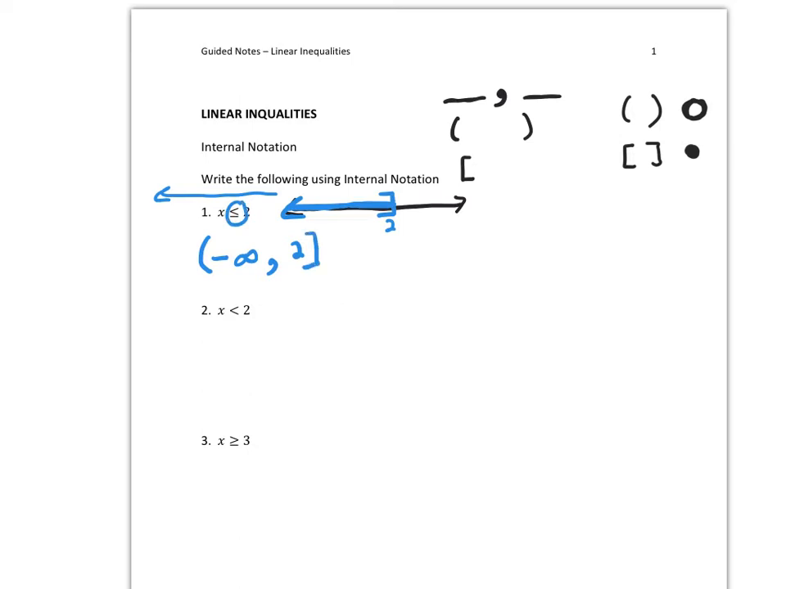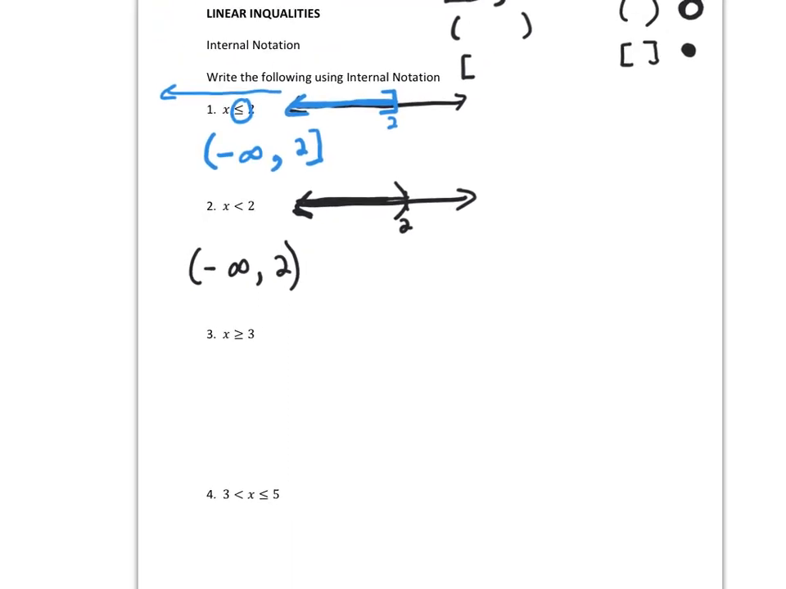Bracket. Now, if x is less than 2, it would look the same as above, except the 2 is not included. So you use a parenthesis and shade to the left. Read your number line left to right. The solution set starts at negative infinity, comma, where it starts, where it ends. Parenthesis here, never include infinity or negative infinity. Your solution set goes up to 2, but 2 is not included.